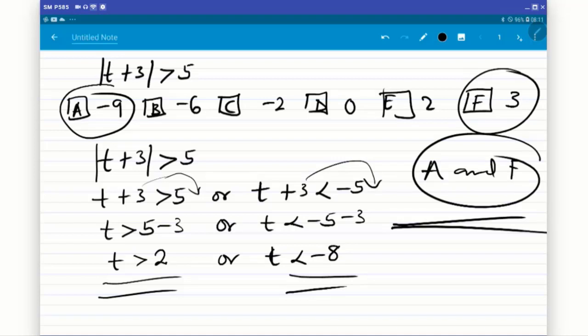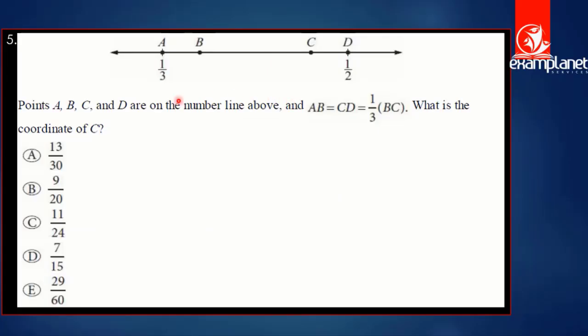Alright? Okay, now let's see this last question. It says points A, B, C, D are on the number line above. That's this number line. And AB is equal to CD is equal to 1/3 of BC. So what is the coordinate of C? What is the coordinate of this point C? So we have a number line here, and we have AB equal to CD equal to 1/3 of BC. What's the coordinate of this point C?